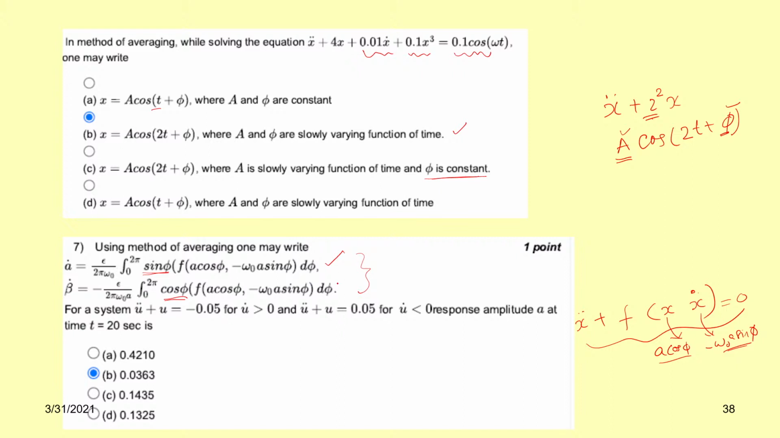So here the question is, using method of averaging, one may write this equation for the system u double dot plus u equal to something. The equation is x double dot plus x plus this term. You remove this part, write the function of x and x dot this way, and you can get the solution. So u double dot plus u equal to minus 0.05 for u dot greater than 0, and u double dot plus u equal to minus 0.05.